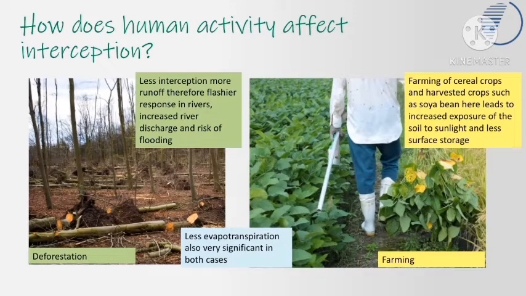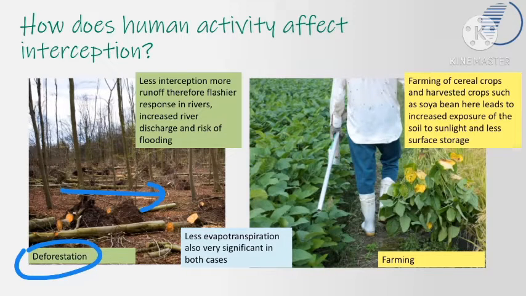Human activity affects interception in a number of ways, and you can probably think of lots of these, but here's two. Number one is deforestation. If the forest cover is lost, obviously there's going to be no foliage to catch the incoming precipitation. Therefore, we see more surface runoff. More surface runoff leads to increased water in the river channel, leads to increased risk of flooding, like we've seen in the tropical forests and the Madeira Basin in the Amazon.